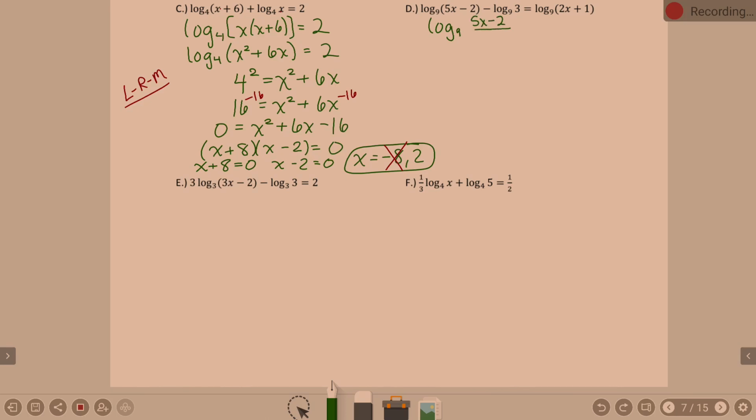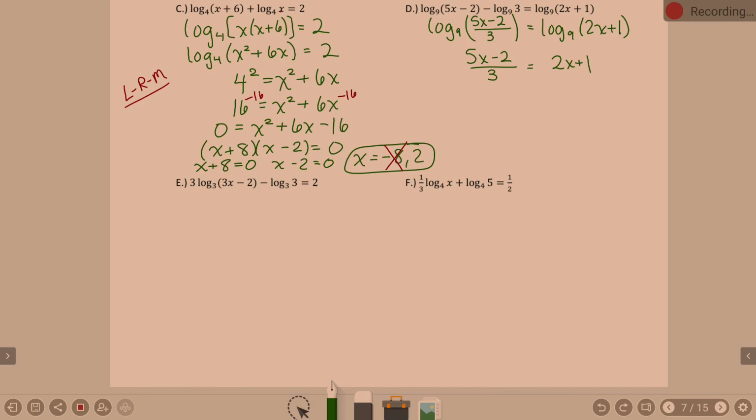So on the left, log base 9 of 5x minus 2 divided by 3 equals log base 9 of 2x plus 1. I have log base 9 equals log base 9. So logs equal to each other with the same base, you can set the insides equal to each other. So 5x minus 2 over 3 equals 2x plus 1.